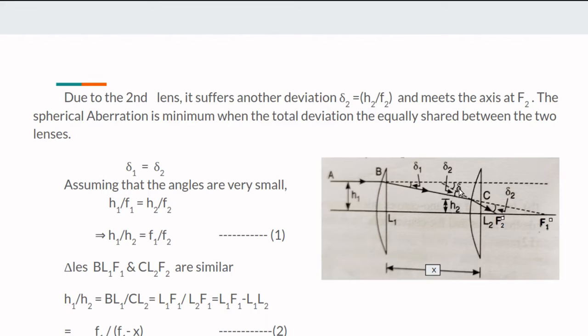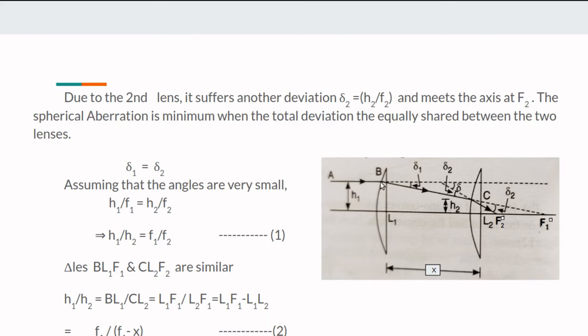Therefore, the total deviation is delta. Delta 1 is the deviation produced by the first lens and delta 2 is the deviation produced by the second lens. According to the mathematical expression, spherical aberration is minimum when the deviations produced by the two lenses are equal. Therefore, delta 1 must be equal to delta 2.